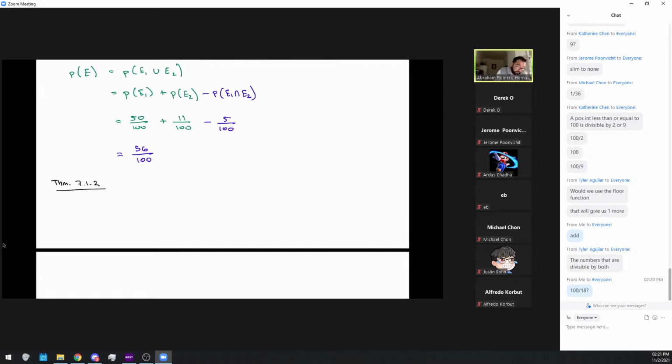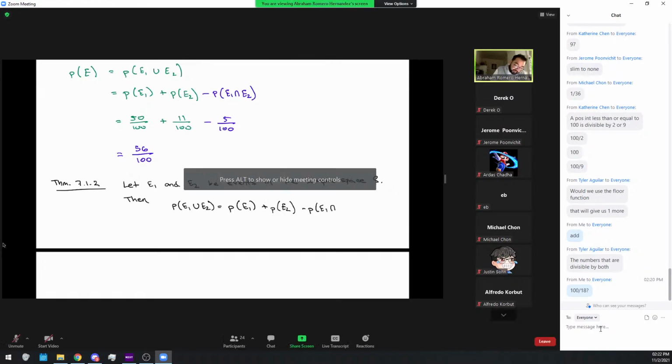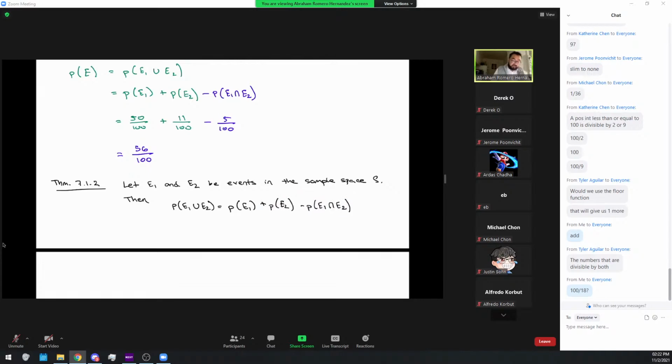Theorem 7.1.2. Let E sub 1 and E sub 2 be events in the sample space S. Then P of E sub 1 union E sub 2 is equal to the probability of E sub 1 plus the probability of E sub 2 minus the probability of the intersection. Obviously, if the probability of the intersection is 0, then that's even better. But sometimes it may not be, and sometimes it may be.